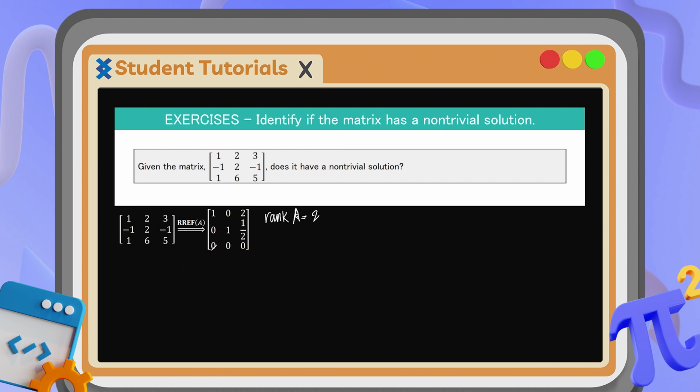So, in this example, the rank is 2. And since the number of columns is equal to 3, and 2 is less than 3, therefore, it has a non-trivial solution. And for it to be non-trivial, again, based on what you've learned from matrices, multiplying this matrix by some value x equal to 0, x over here should be a non-zero vector for it to be non-trivial.